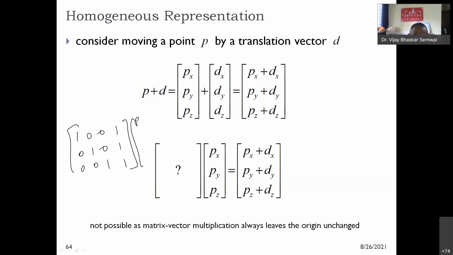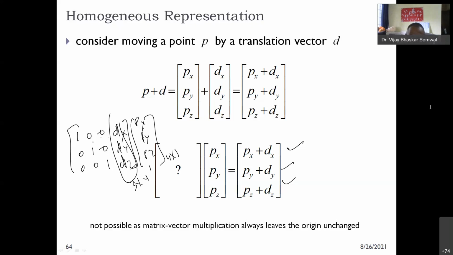Last column I'm keeping for translation. And then you have px, py, pz, and I have added one here. This is becoming 4 cross 1. This is 3 cross 4, and ultimately we are getting 3 cross 1. So now 1 into px, 0 into py, 0 into pz, and dx into 1. You are getting this? Getting my solution? I think this is clear. The fourth column we have added.